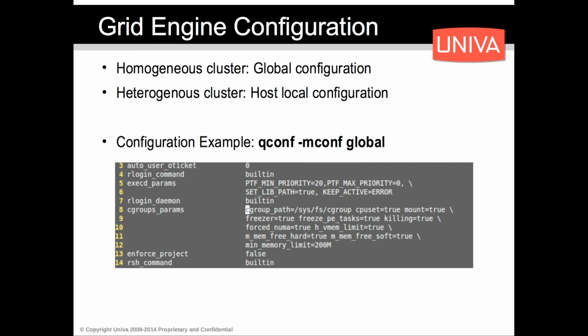The remaining parameters like cpuset, mount, freezer, and so on require either setting it to true or to false. You can also use 0 and 1 for configuration. The last parameter you can see here, the min_memory_limit, requires a memory specification. That means you can use here either integers, which are then representing byte values, or characters like M, which is here in uppercase megabyte. You can also use lowercase m, which is then a 1000 multiplier in Grid Engine.